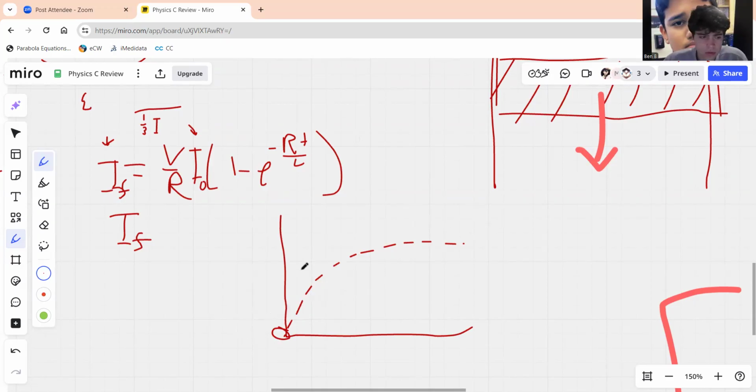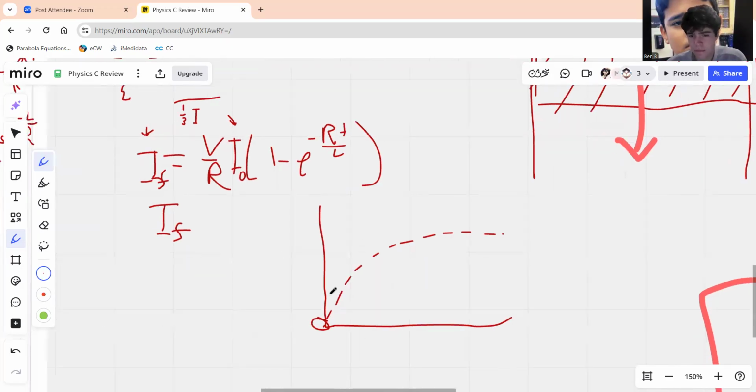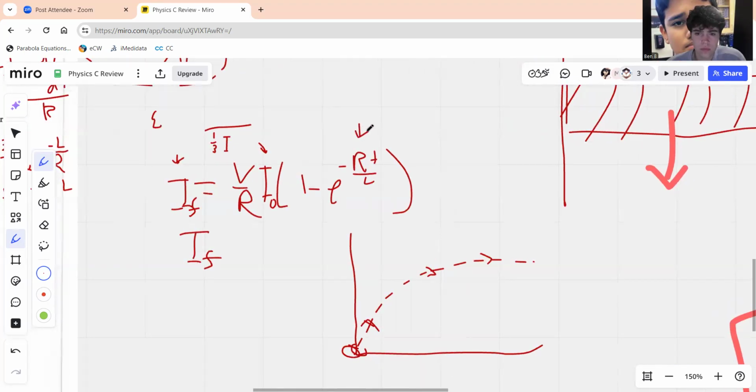The job of an inductor is to oppose the flow of current. So it starts at 0, and then it goes to a steady state, which is just like this equation, because this goes to 0 after a long time.